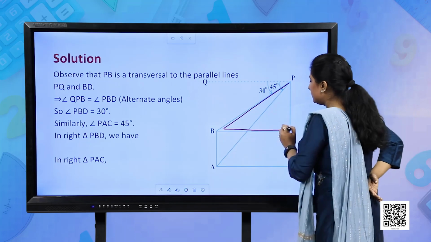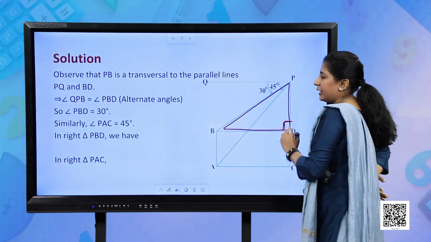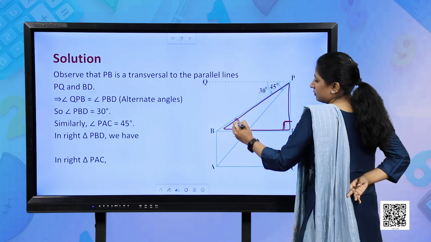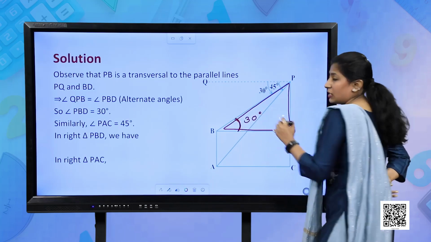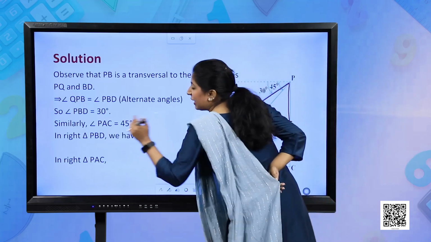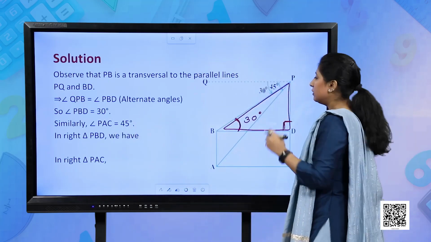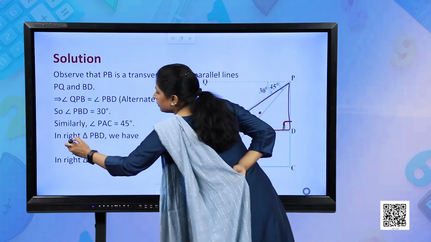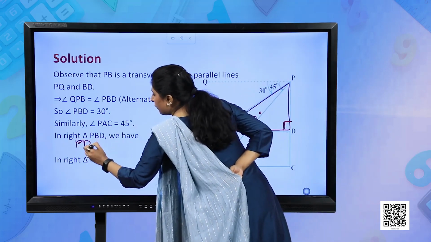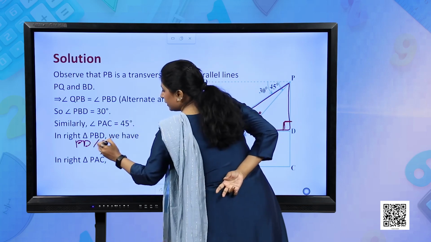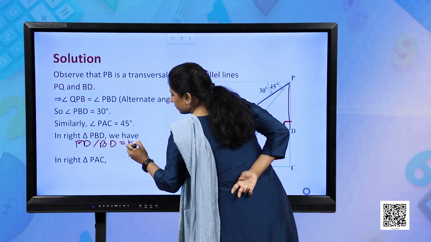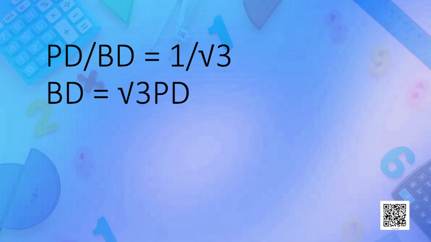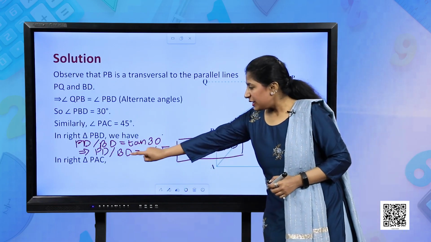So now see, in triangle PBD, here we have two right angle triangles. So in this triangle, this is the 90 degree, right? We have this angle 30 degree. So if you apply perpendicular upon base equal to tan theta, you can see that PD upon BD equal to tan 30 degree. PD upon BD equal to 1 by root 3, which means that BD will be equal to root 3 into PD.